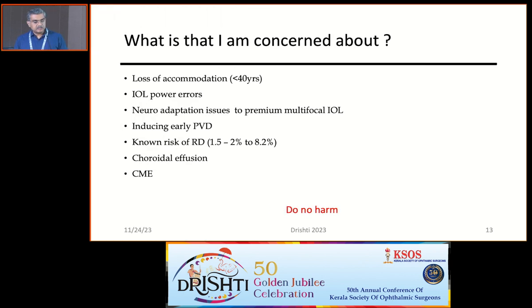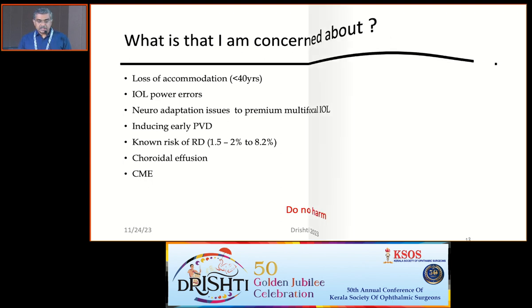But I am also concerned about taking away the God-given gift of accommodation when I'm doing it at an age of less than 40 years, and I'm touching an eye which can be refracted to 6 by 6. So I don't want any other errors from my part, and it should be a zero margin of error from the surgery point of view. So I should be comfortable doing a proper IOL power calculation. I should be sure that he or she will be well neuro-adapted to these multifocal lenses, and I will not be creating any other retinal complications.